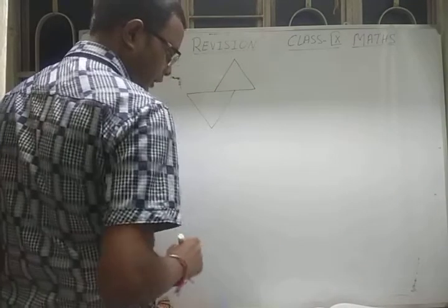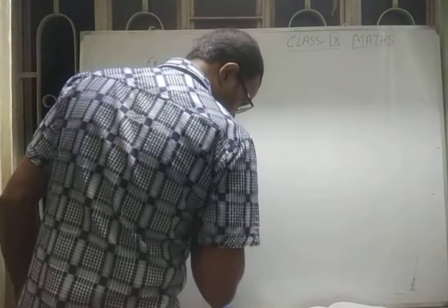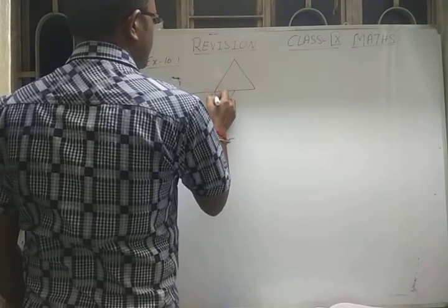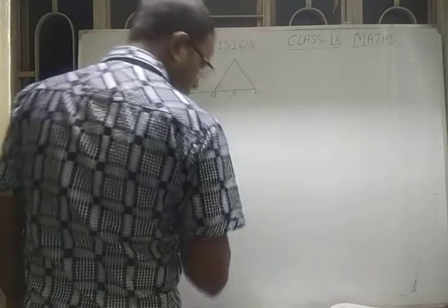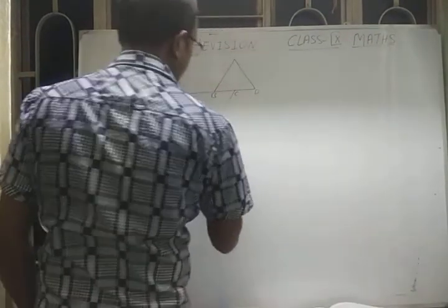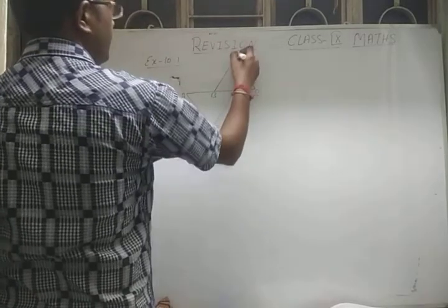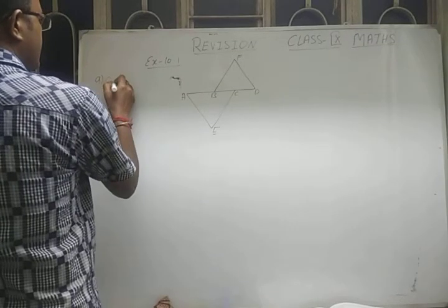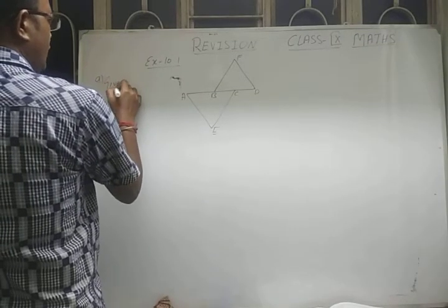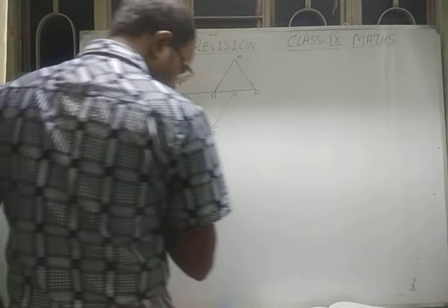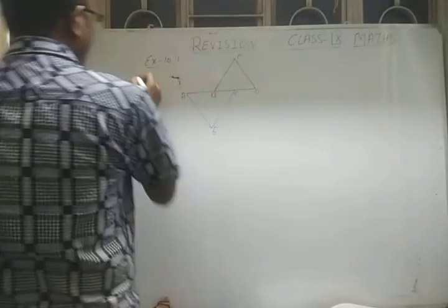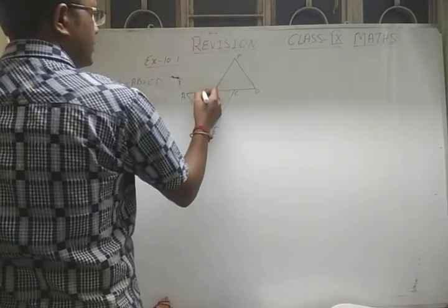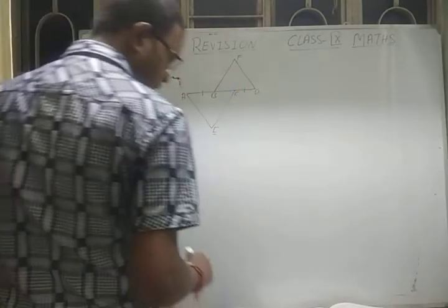The figure is somewhat like this. The name of the figure is A, B, C, D. First of all here A, then B, then C, then D, and the two sides are E and F. So you need to prove. The given things here are AB is equal to CD, meaning this AB part and CD part are equal.